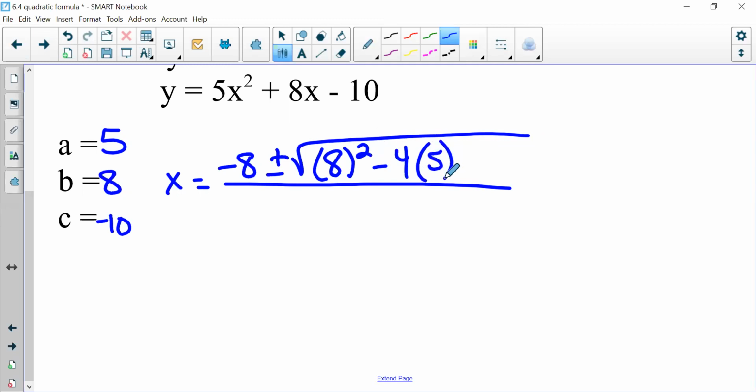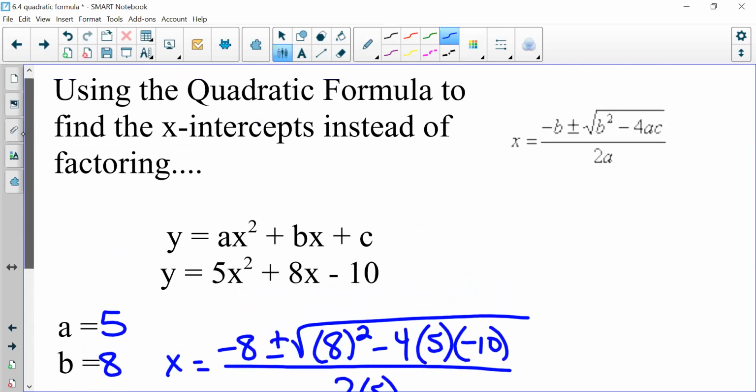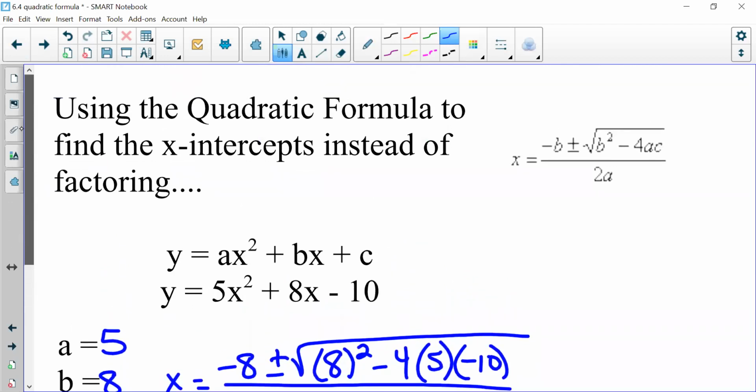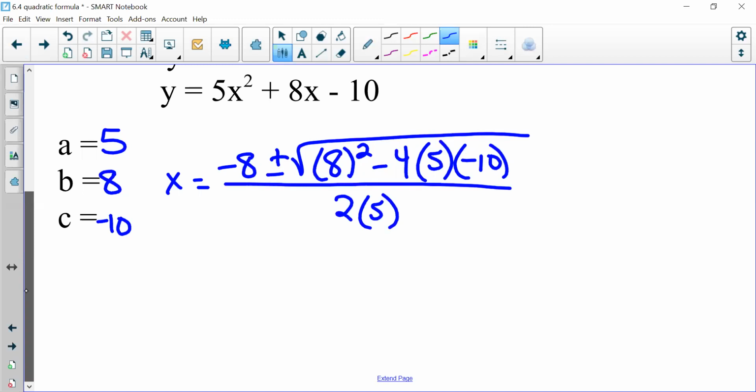You're only substituting in A, B, and C values. Okay, so the negative 4 stays. That's part of your formula. And then the negative B. If B is already negative, the sign becomes positive. Just the B, that's the negative B here in the front.